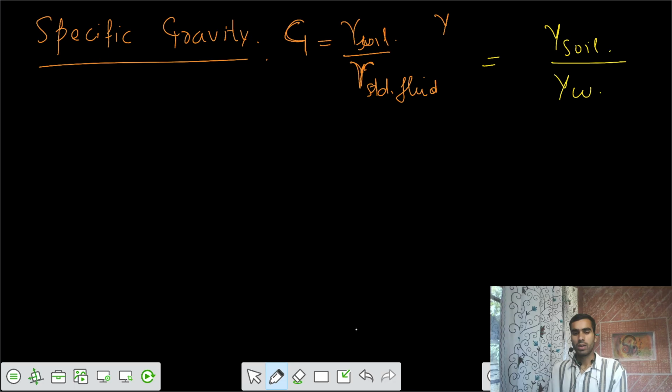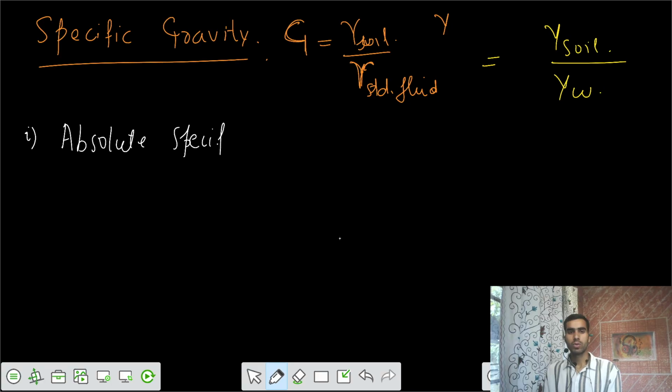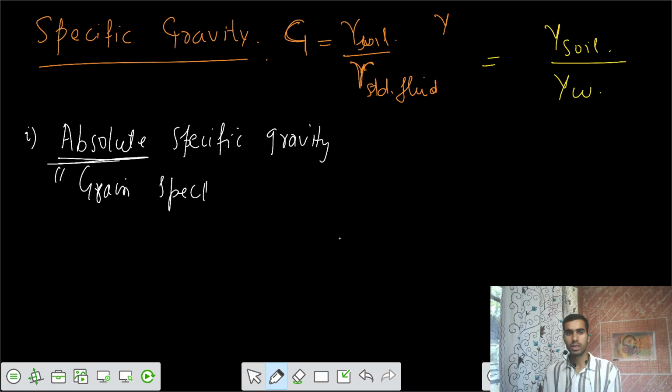Based on the gamma, we have different unit weights and different specific gravities. Let's talk about the first case, which we call absolute specific gravity. We also call it grain specific gravity. It's talking about only the grains, the soil solids only. That's why we also call it absolute, grain specific gravity.